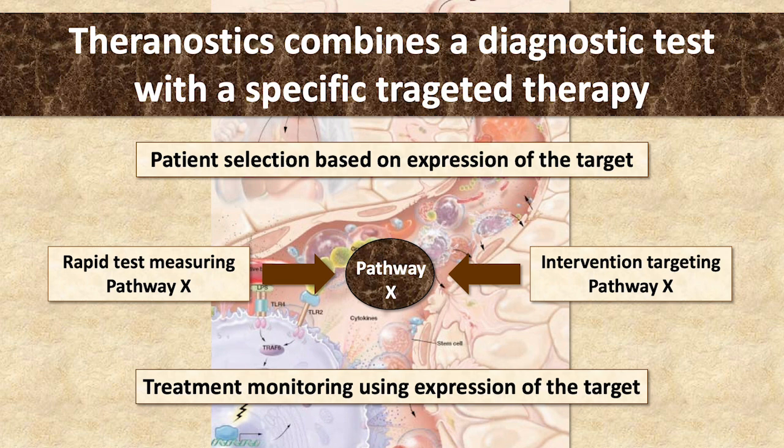Now, patient selection in a theragnostic approach would be based on expression of the target, and then you could monitor the efficacy of the specific intervention that targets pathway X by the same marker that provides insight into the activity and provides help in selection of patients that might benefit from a certain treatment.